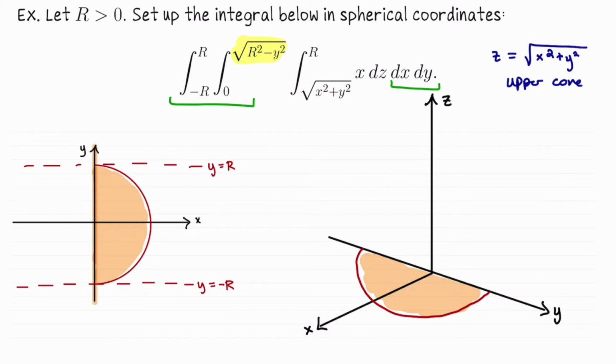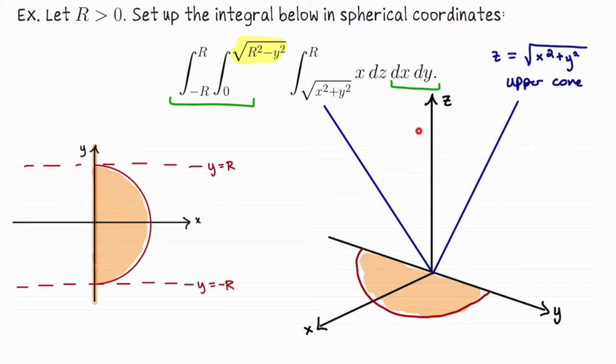So let me add that into our picture. I'm not going to incorporate the upper bound yet. I'm just going to sketch the idea of the cone. Okay, that's not a great looking cone, but imagine that that's the upper cone. So we enter the domain on the cone and then we exit out through z equals r.